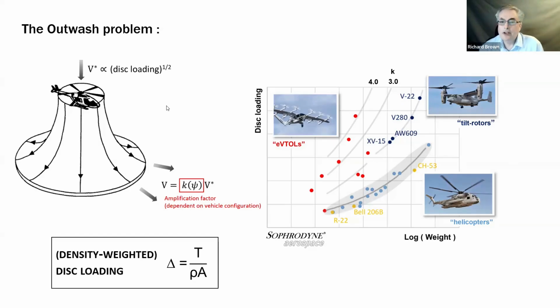Okay, so just to recap, the outwash problem. Essentially, the outwash out across the ground is proportional to the disk loading of the vehicle, but the actual values of the outwash are that velocity multiplied by a scaling factor, which is dependent on the vehicle configuration. Well, that was the postulate that we started off with.